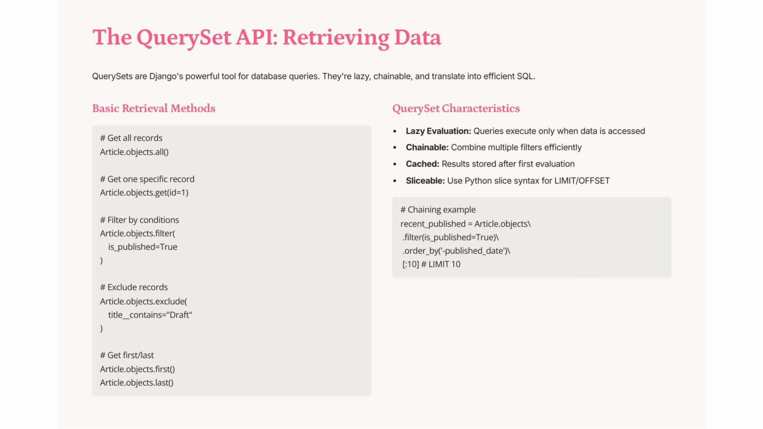QuerySets in Django are essential for efficient data retrieval. They allow lazy, chainable queries that translate into SQL. Use Article.objects.all() for all records, get(id=1) for a specific one, and filter(is_published=True) for conditions. Exclude with exclude(title__contains='draft'). QuerySets are lazy, chainable, cached, and sliceable, enabling efficient data handling.